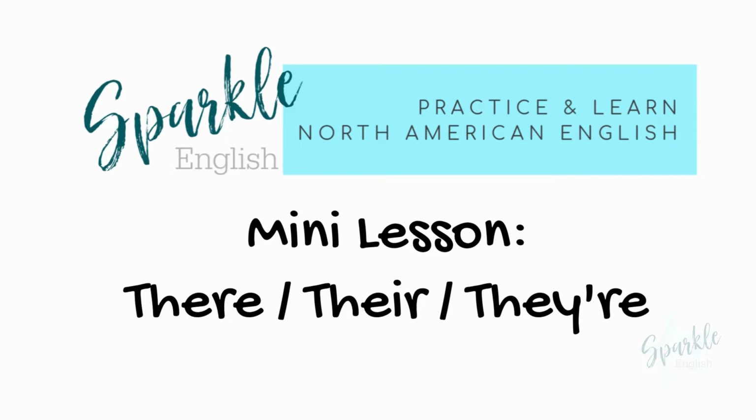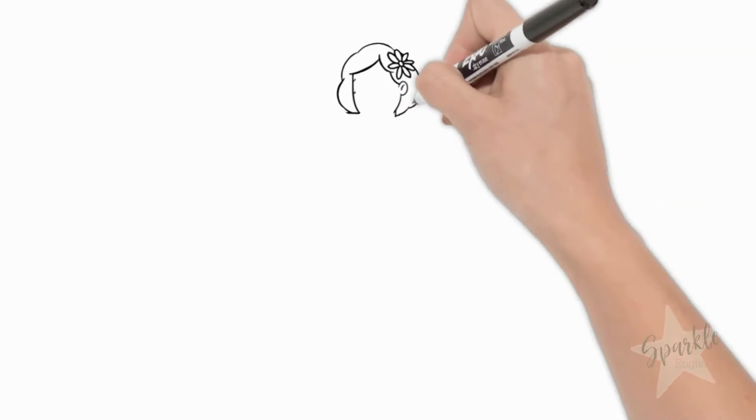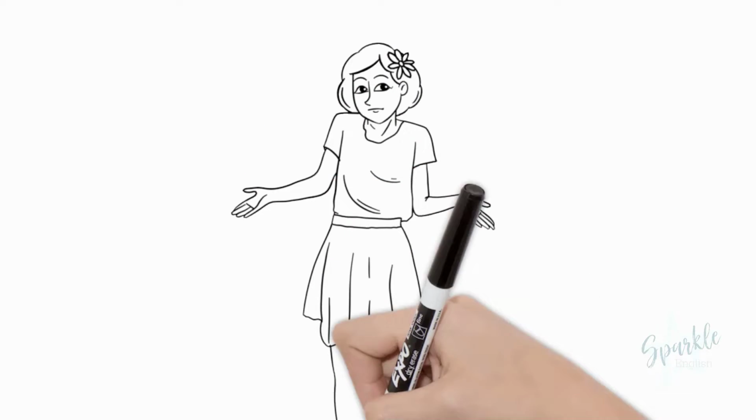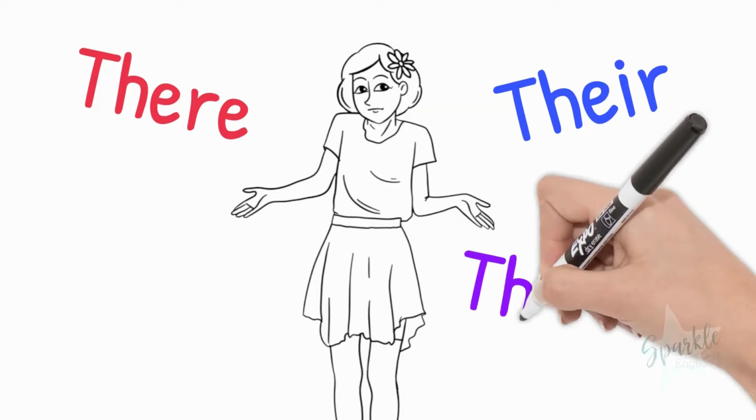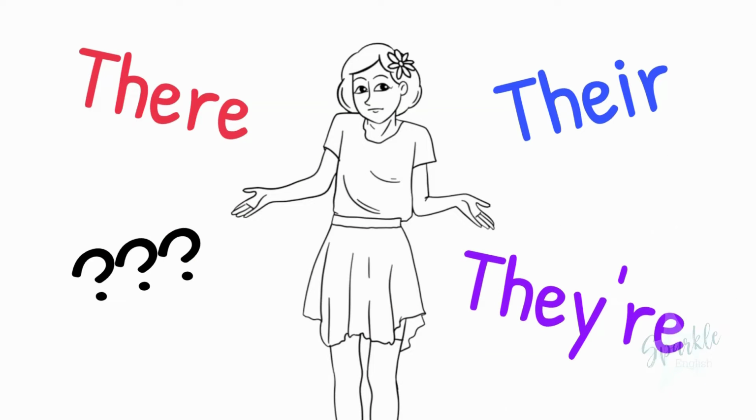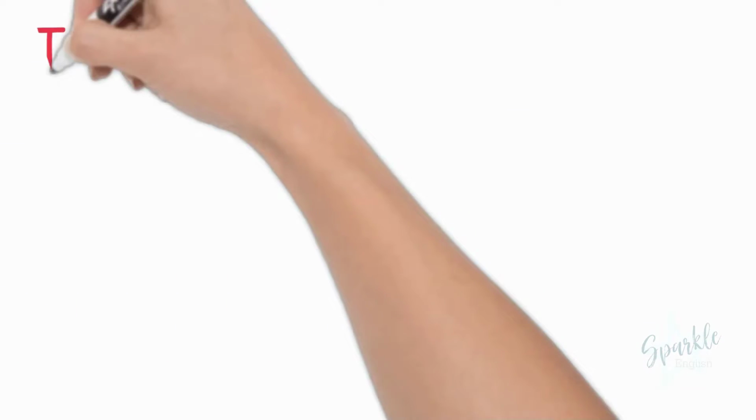Today's mini lesson is on the difference between there, their, and they're. It's very common for English language learners and even native English speakers to get confused about how to spell these words since they sound exactly the same. Let's learn the difference between these three words.